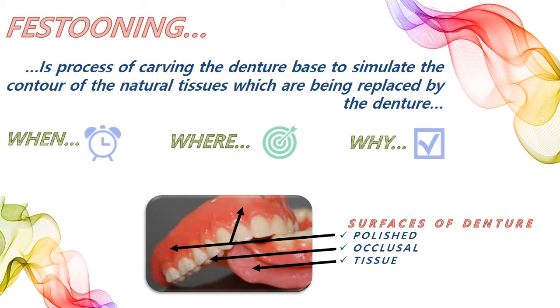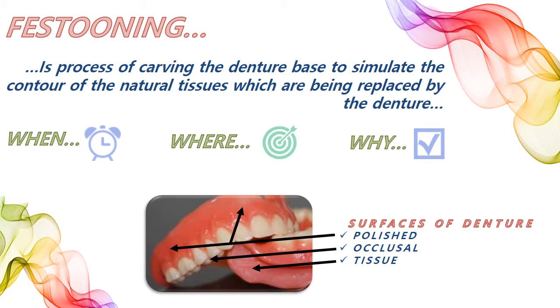As per definition, festooning is defined as a process of carving the denture base to simulate the contour of natural tissues. That includes the alveolar process and the gingiva, which are being replaced by an artificial denture.